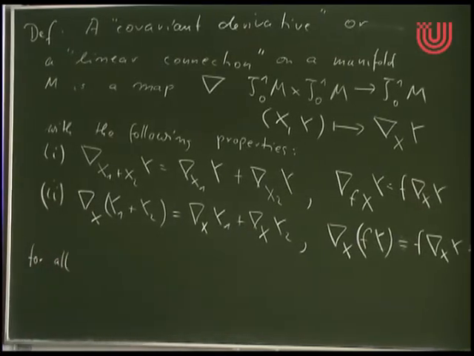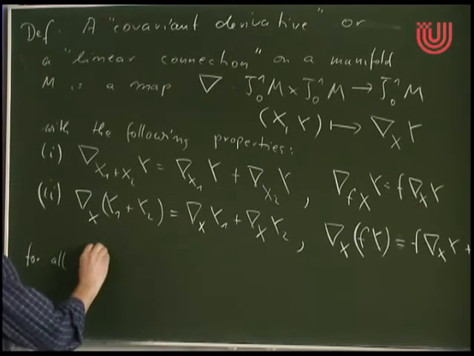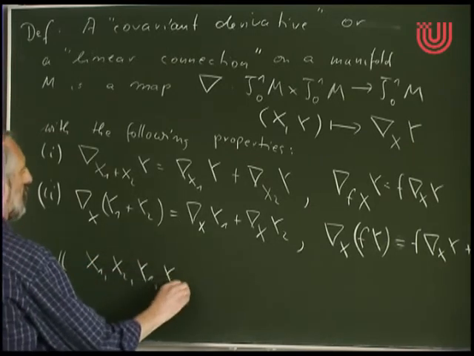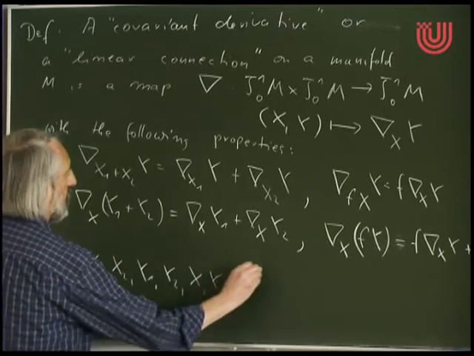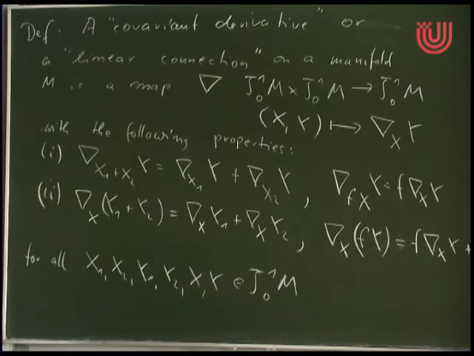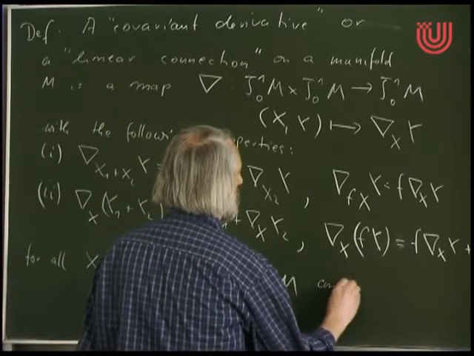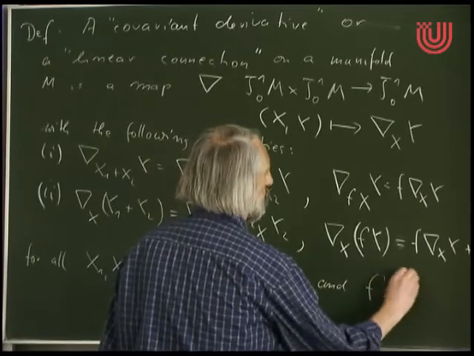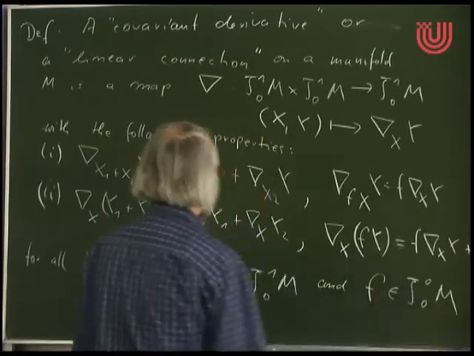What do I have? x1, x2, y1, y2, x and y are vector fields. And f, I only have one f, right? Yes. F, of course, is a scalar field.